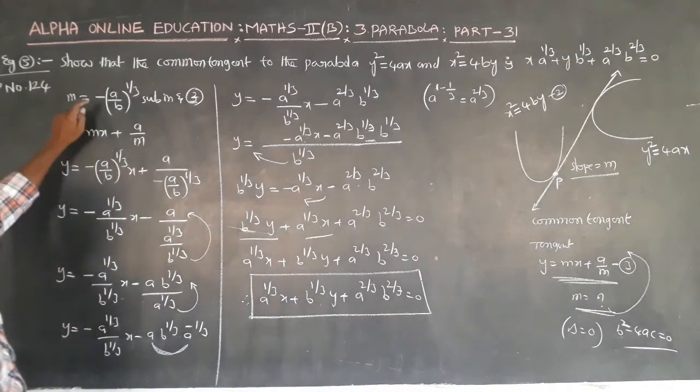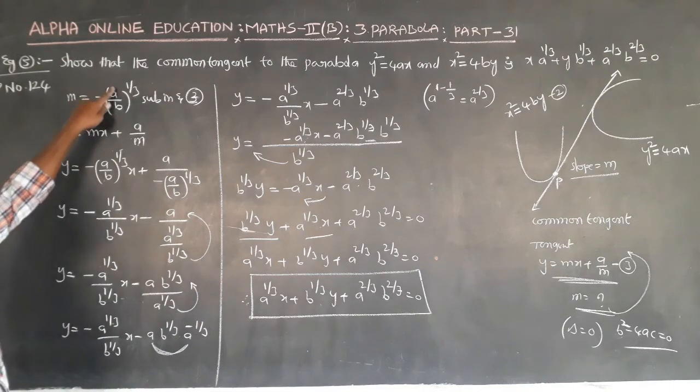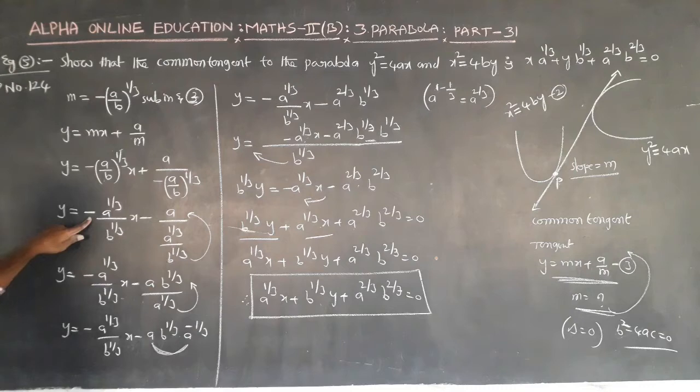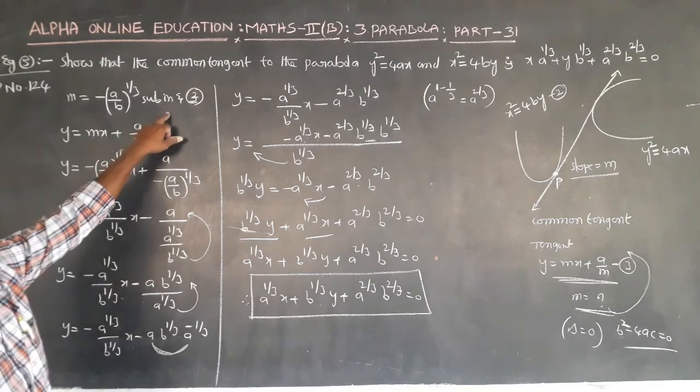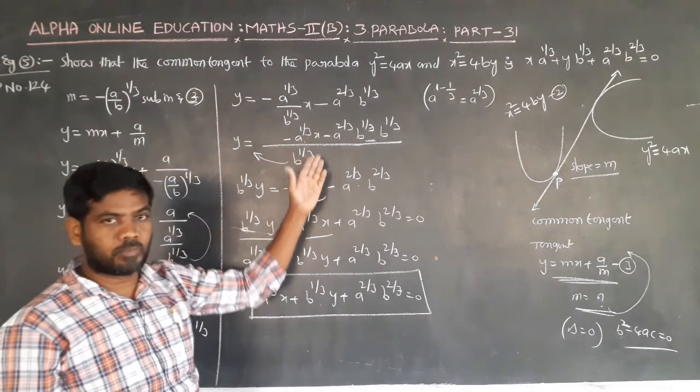Find the value of m, and m is equal to minus of a by b whole to the power of 1 by 3. Substitute in equation number 3 and simplify.